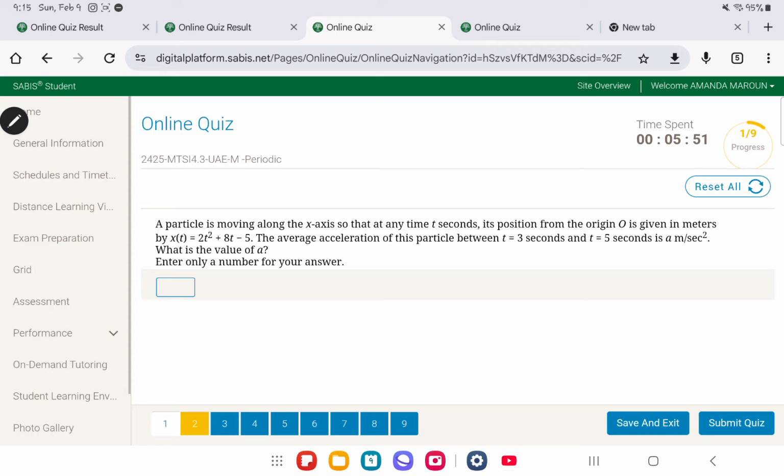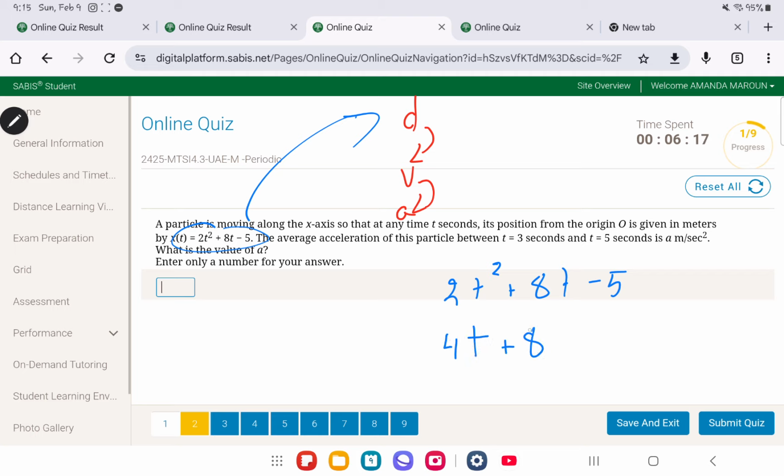So very simply, there are two ways to do this. The first way is, as you know, that the derivative of displacement gives velocity, and the derivative of velocity will give acceleration. So we can keep on doing the derivative. If we take 2t squared plus 8t minus 5, and pay attention, this is the displacement. You take its derivative, it becomes 4t plus 8, and you do the derivative again, you're going to get 4. So 4 is directly your answer, which is acceleration. It's the acceleration between any two numbers.